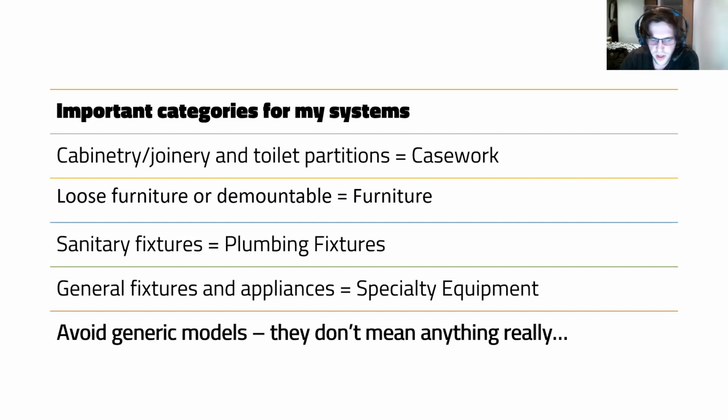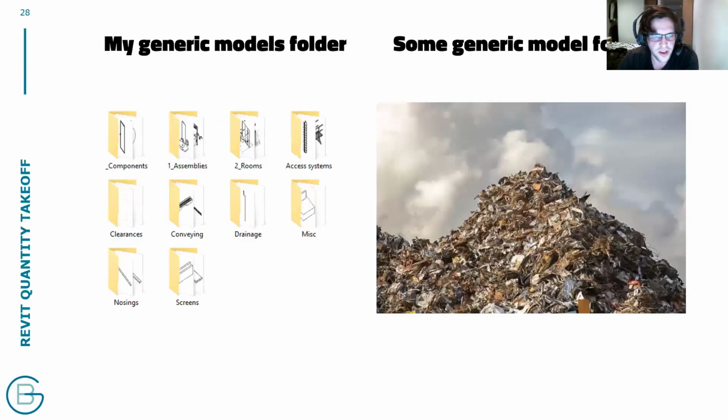One point I do want to make though, is I try not to use generic models too much. I find that this category gets really heavily abused by people that don't want to spend time thinking about what category something needs to be. My generic model folder has probably about 20 families in it, and the rest are all assemblies and room families. But at some other companies I've worked at, the generic model folder becomes an absolute mess. So I try to avoid this category because ultimately, what is a generic model? It doesn't relate to anything in the real world.